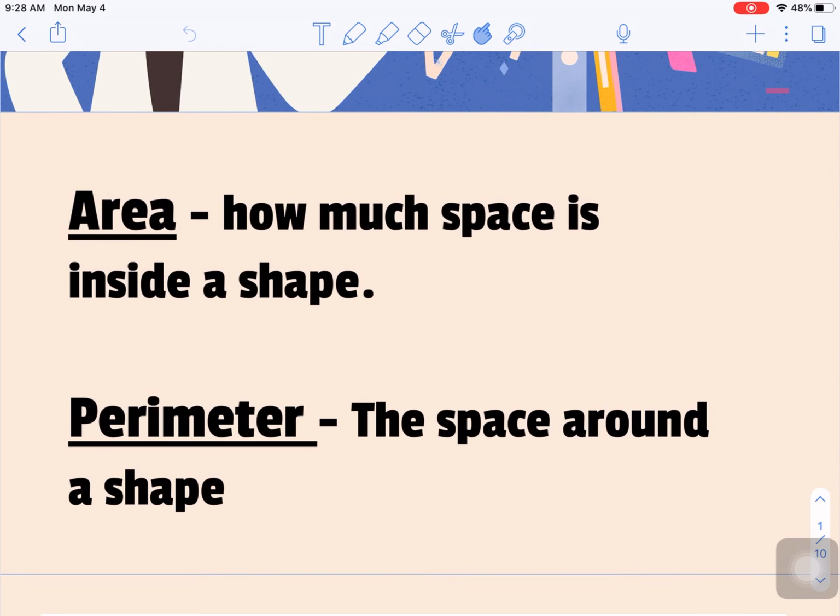So the area of a shape refers to how much space is inside of a shape. Area is very different from perimeter. If you remember from the last few weeks, perimeter is the space around a shape. Now with area, we are going to be looking at the space inside of the shape.